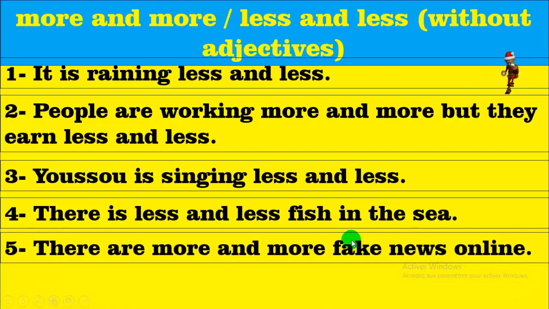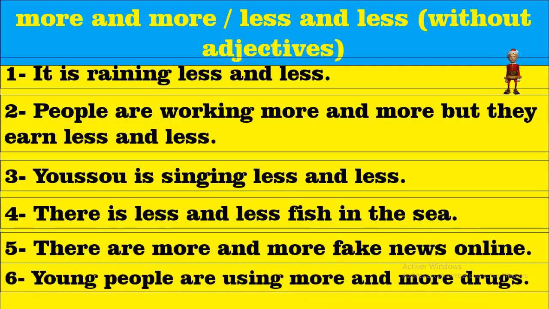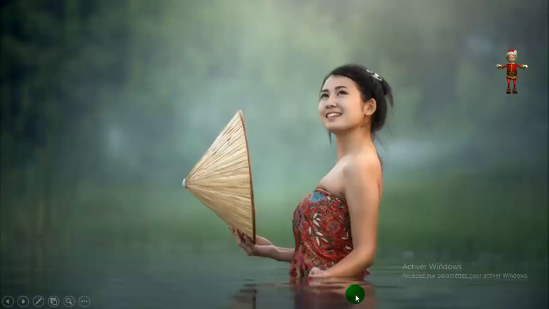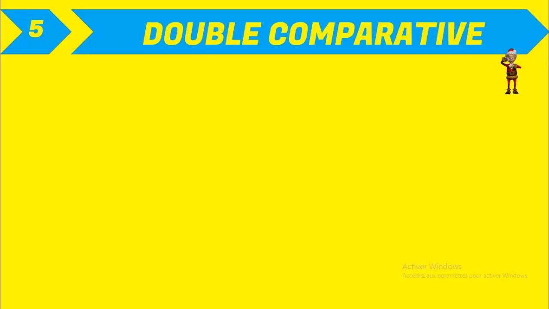There are more and more fake news online. Il y a de plus en plus de fausses nouvelles en ligne. Young people are using more and more drugs. Les jeunes d'aujourd'hui utilisent de plus en plus de drogue. Good, nice picture. Now, the last one, double comparative, number 5.